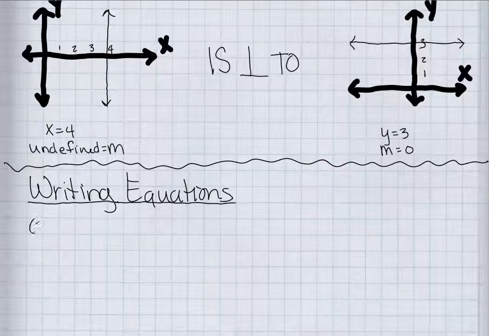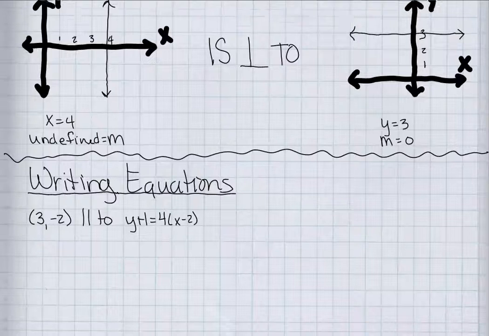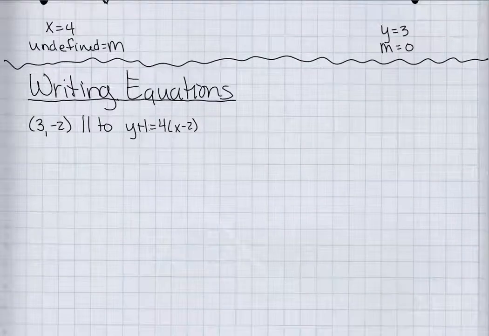Okay, if you have a point 3, -2, and you need to write a line parallel to the line y plus 1 equals 4x minus 2. So this would be something that your book would give you. Well, first of all, you need your slope. It's right here. It's 4.